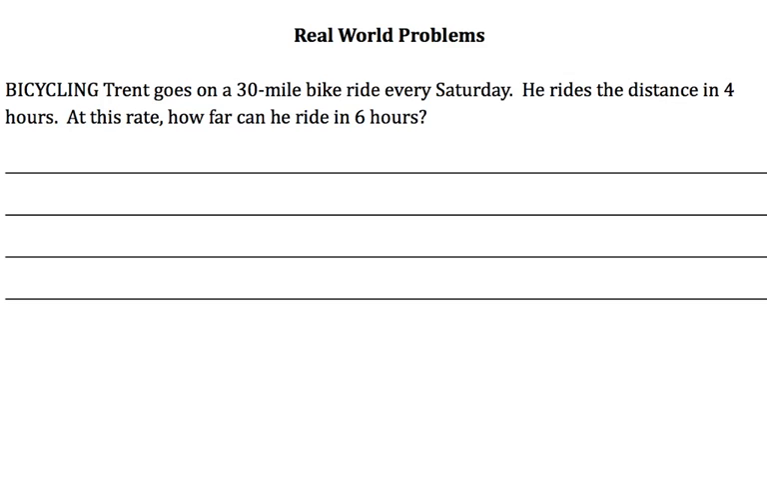So having hopefully scanned through this word problem, you've seen that Trent goes on a 30-mile bike ride every Saturday. He rides the distance in 4 hours. So literally, if I only read there, I'm thinking 30 miles for 4 hours. At this rate, how far can he ride in 6 hours?